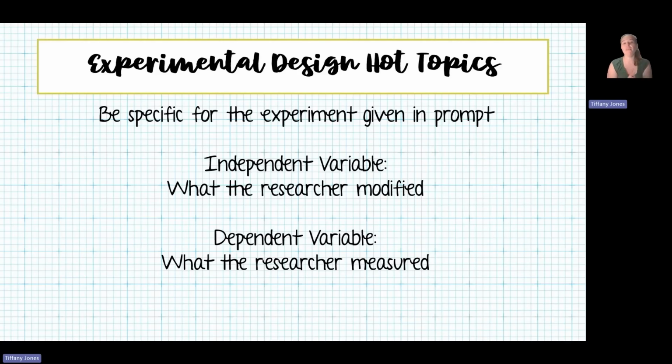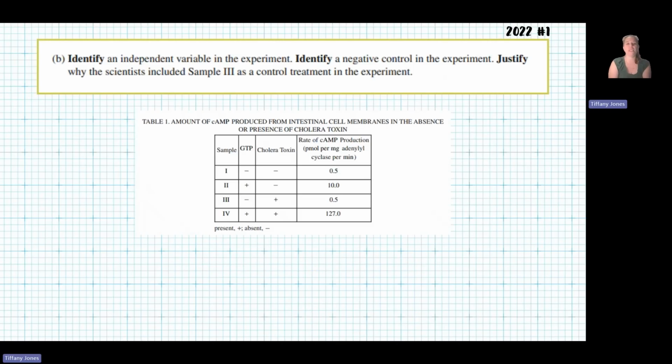Okay. So the independent variable is what the researcher is modifying. So in the prompt, they're going to say, the researcher changed this. The researcher tested different blobs. Like they're going to give you something in the prompt that tells you what the researcher did. Then they're going to talk about what the researcher measured. The researcher found this data. The researcher collected this data. The researcher measured this data. So you're seeing what did the researcher get out of it, because the dependent variable changes based on that independent variable. So here we see we have to identify the variable in the experiment.